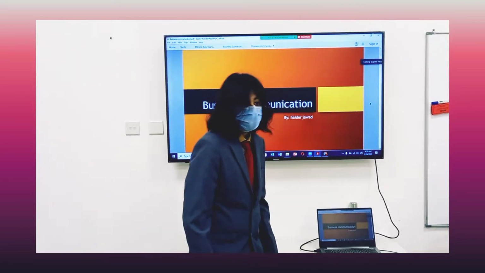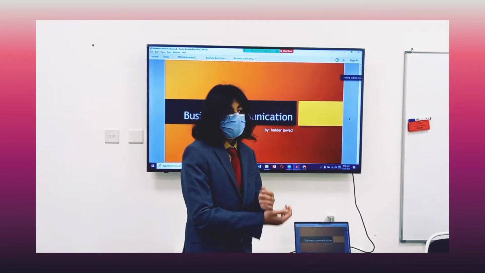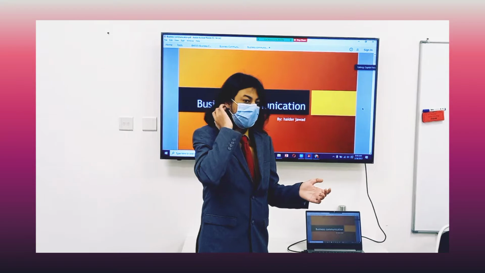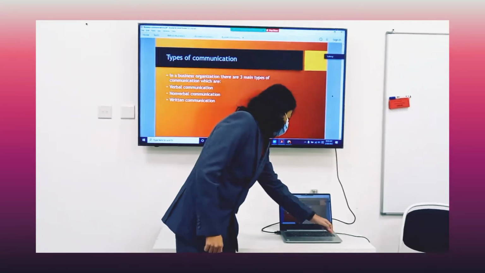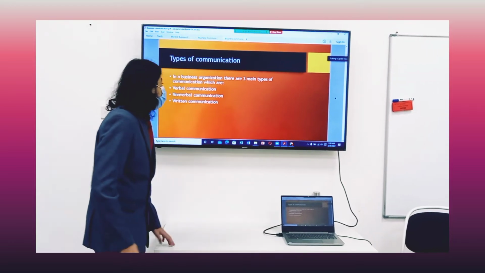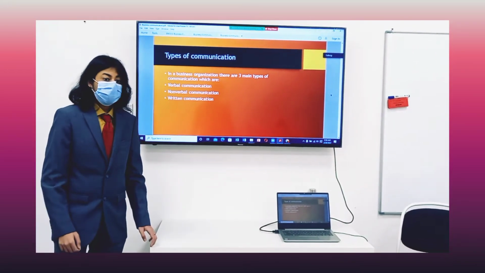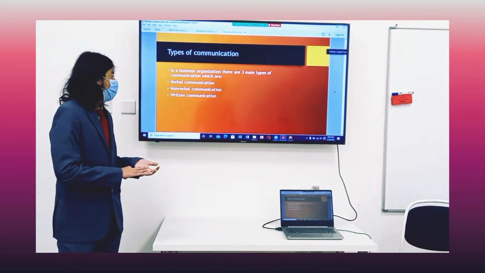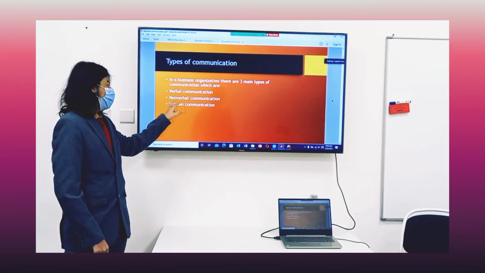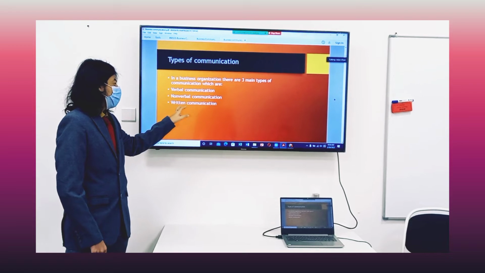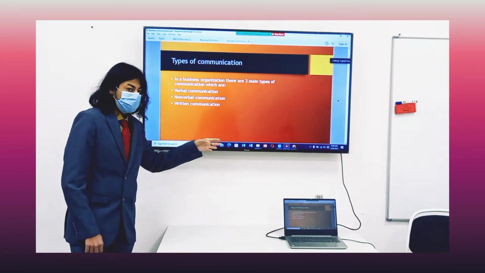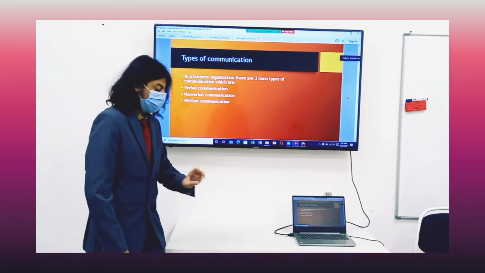In business communication, it shows you the different types of communication and how businesses communicate. First slide, types of business communication. In a business organization, there are three types of communication. One is verbal. I forgot to change this, but this is supposed to be visual communication and written communication. So these are the three main types of communication.